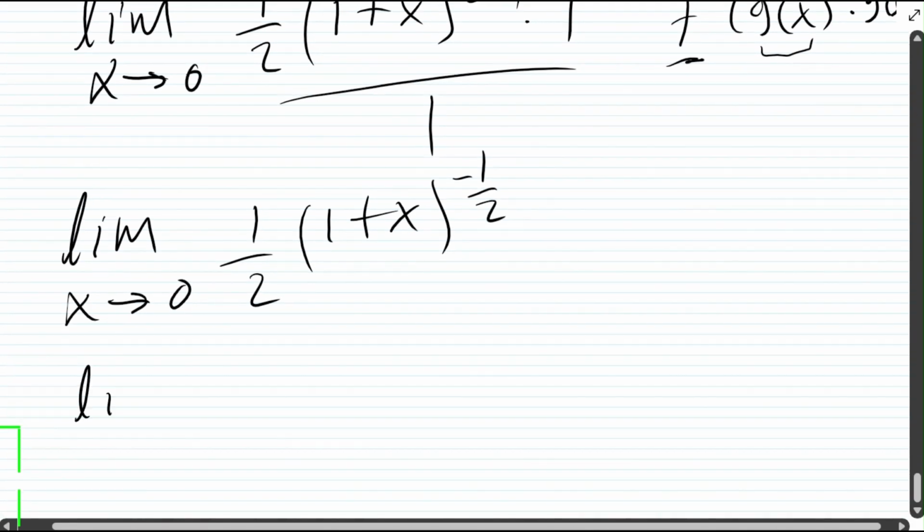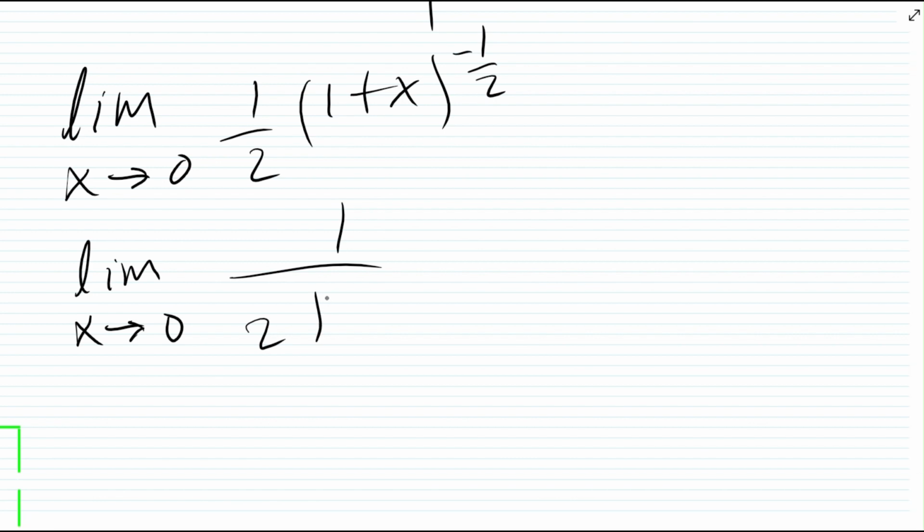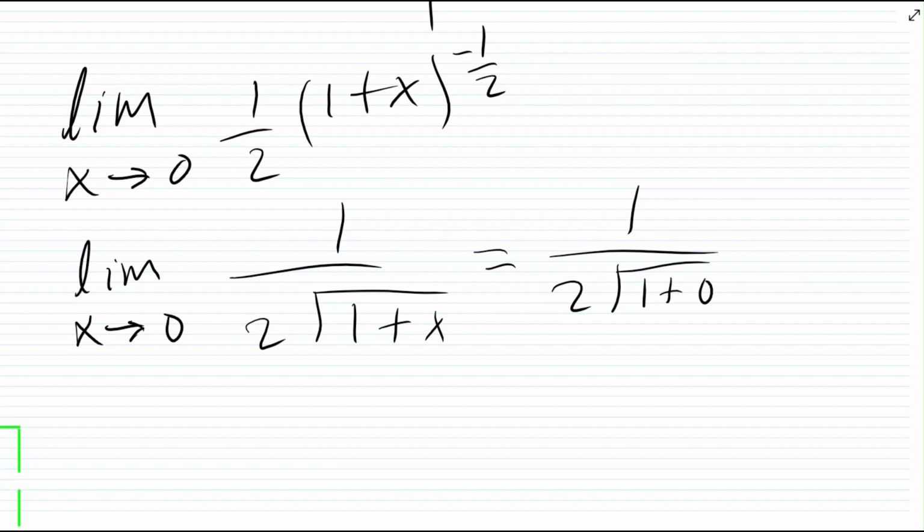This can also be written as the limit as x approaches 0 of 1 over 2 root 1 plus x. So in this case, substituting 0, we'll have 1 over 2 times 1 plus 0, giving us 1 over 2 as our final answer.